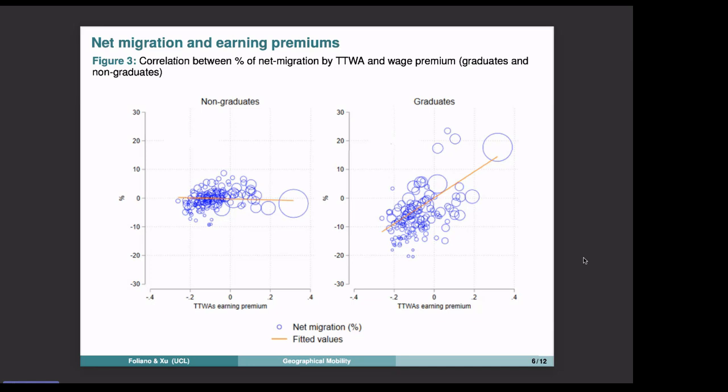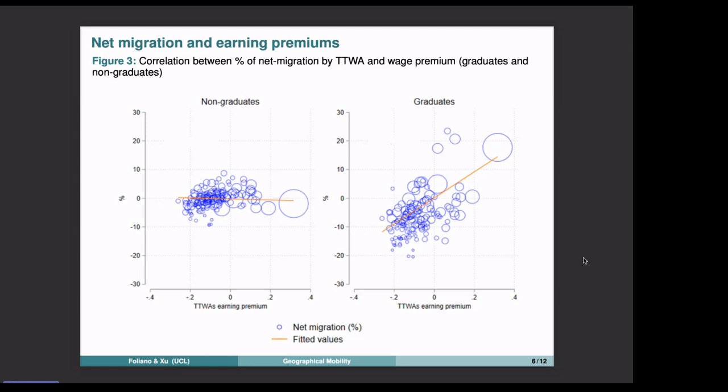And as already mentioned by Xiaowei, we see that there's not much correlation. There's no correlation for non-graduates, whereas for graduates, their pattern of migration seems to be driven by the earning premiums, in particular by London, which has the highest earning premiums, and some other big cities with higher earning premiums. So we already see that there is a clear difference between graduates and non-graduates in terms of where they move, and if we characterize the areas where they move by the earning premiums.